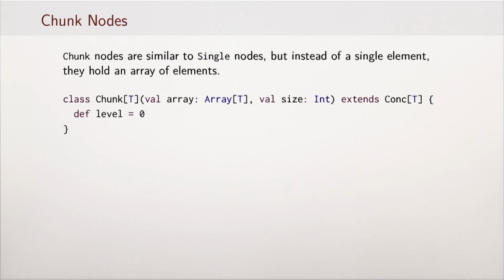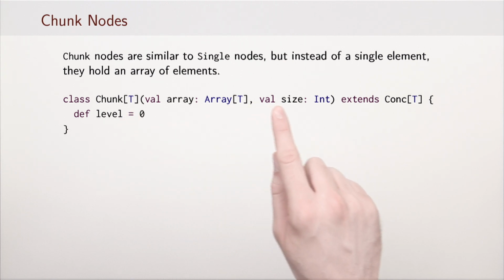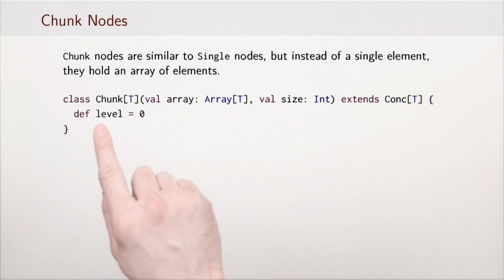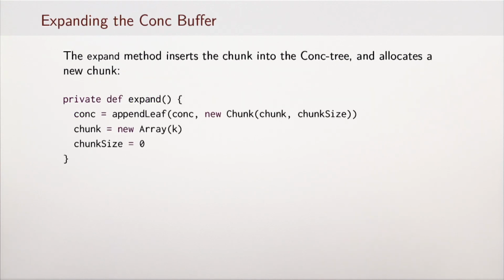To push the array into the conc tree, we will introduce a new node type called chunk. The chunk class holds the array and the number of elements in it. The level of the chunk node is 0, just as it was for single nodes. With this new node type, the expand method becomes simple. It creates a new chunk object, calls the appendLeaf method from the previous lecture to push the chunk into the tree, and then allocates a new array of size k and resets the chunk size counter.